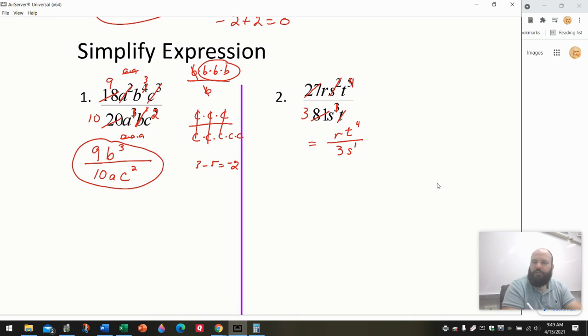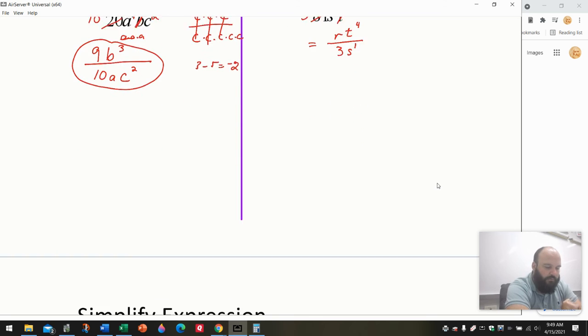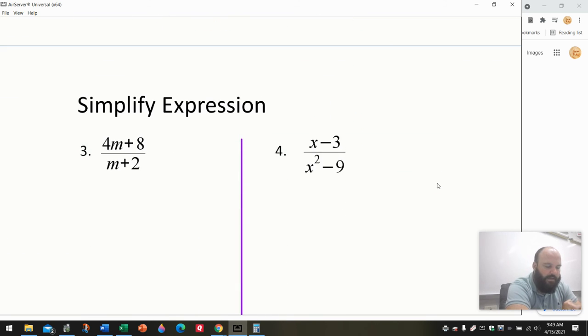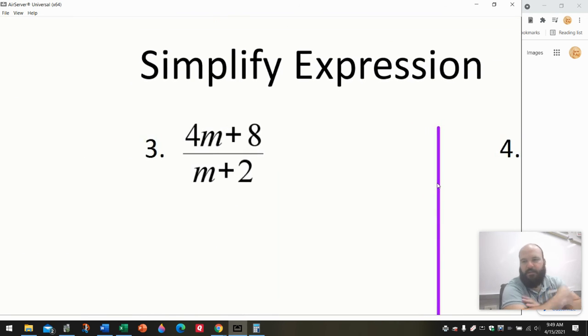Now, if you notice in these first 2 examples that I showed you, they both had all multiplication across the numerator and all multiplication across the denominator, which is what allowed us to cancel things out. Unfortunately, rational expressions aren't always like that. And if you look at this particular expression, you can see that we have addition that is separating the terms. Now, because there's addition separating the terms and not multiplication, we cannot just cancel variables out.